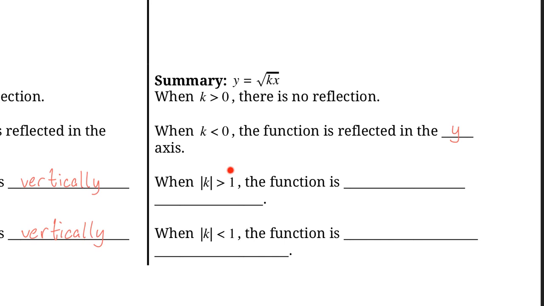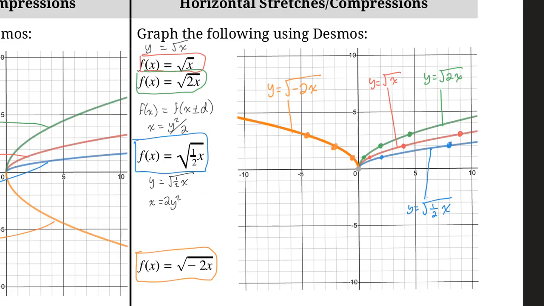So we're going to look at the absolute value of k. So when k is greater than 1, the function is actually horizontally compressed. So we can see that in our graph, in the green graph, y equals the square root of 2x. When the absolute value of k is greater than 1, so in this case it's 2, there is a horizontal compression. So I know it does look a little stretched, but when we actually compare x values in our points, they've all been halved. So they've all been divided by 2, so they have been compressed.